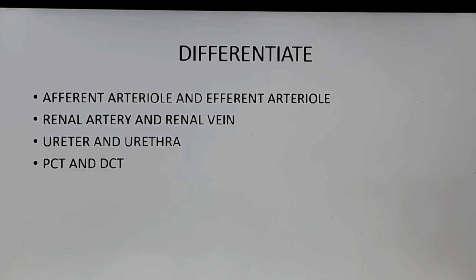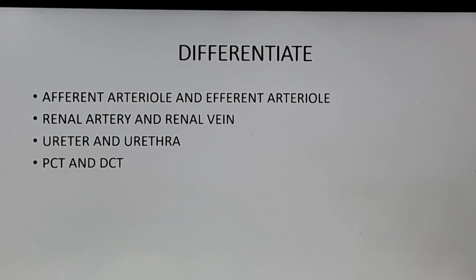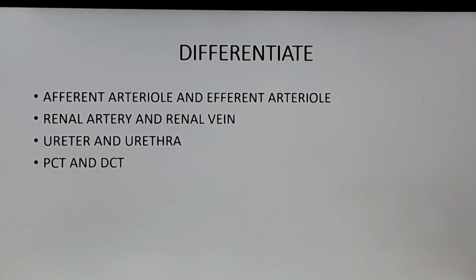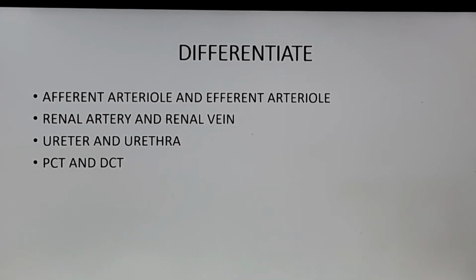PCT and DCT. What is PCT? It is the starting convoluted region of the renal tubule, and DCT is the end part of the renal tubule. And sometimes the function can be asked, to differentiate the two on the basis of function.